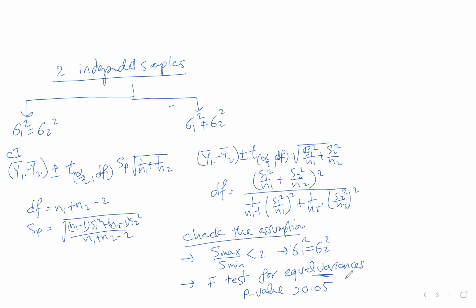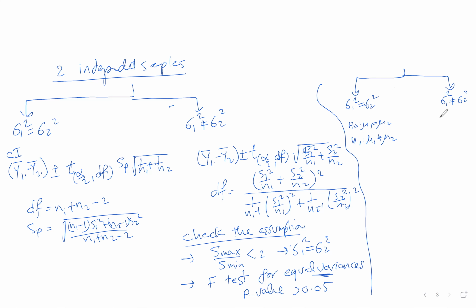So this is the confidence interval. What about the test of hypothesis? Again we have the two cases, sigma 1 square equals sigma 2 square and sigma 1 square doesn't equal sigma 2 square. For testing, H0 is the same: H0, mu1 equals mu2, against H1, mu1 doesn't equal mu2. The second step is the same, alpha. The third step, they are different.